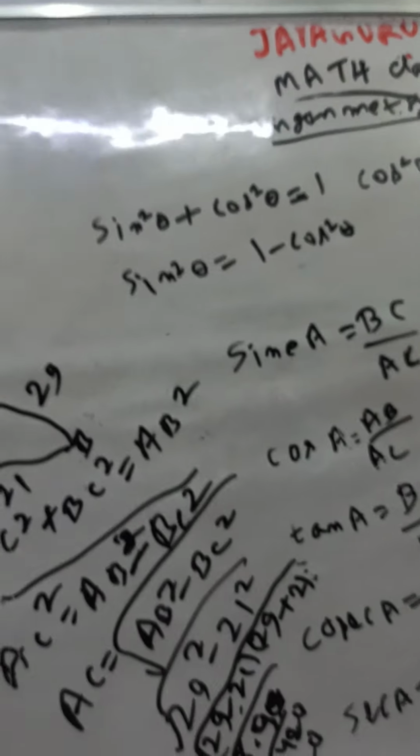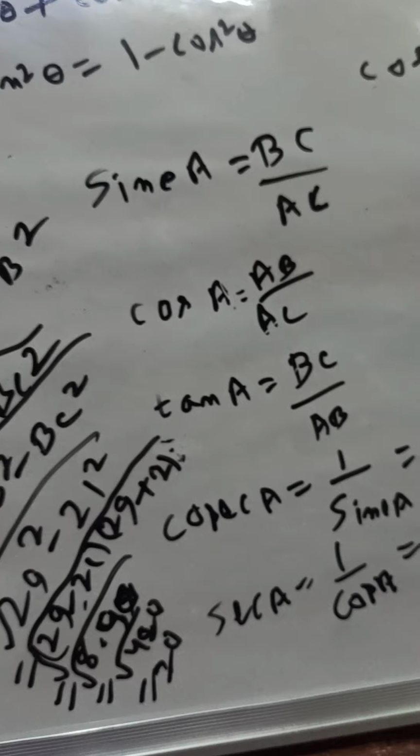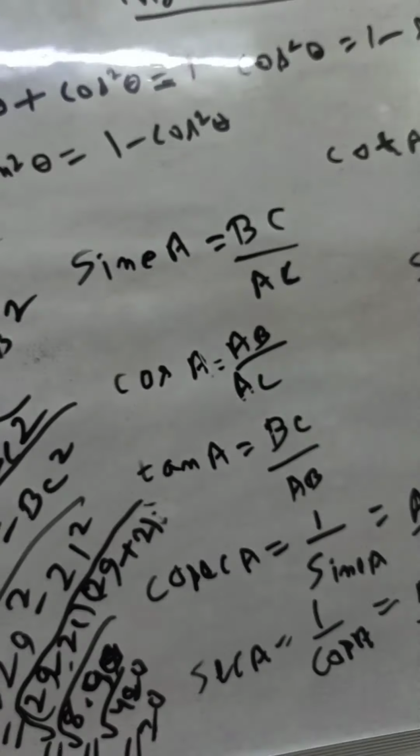I have given the example. Sin is equal to BC by AC. Cos is equal to AB by AC. Just look at the angle and the side opposite to it. You will get it. Read in the book.